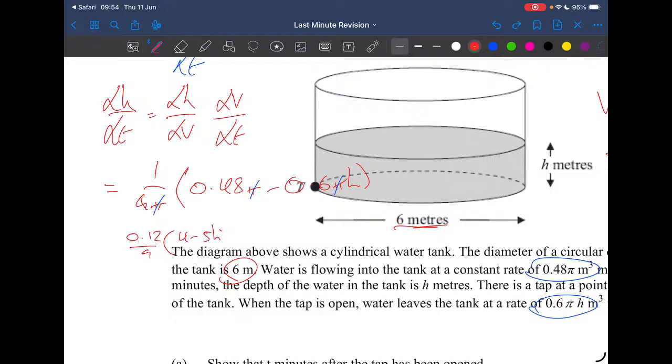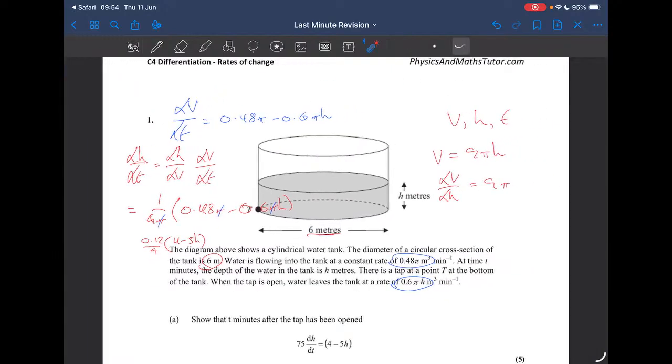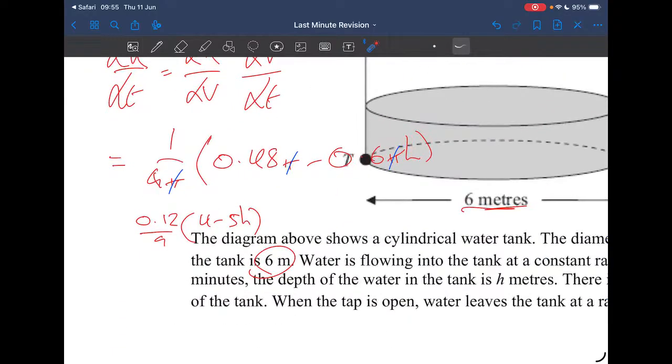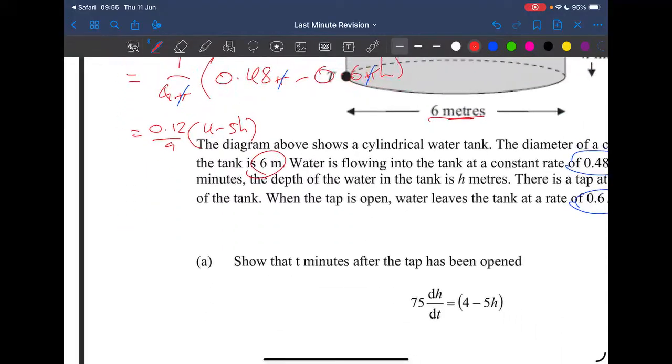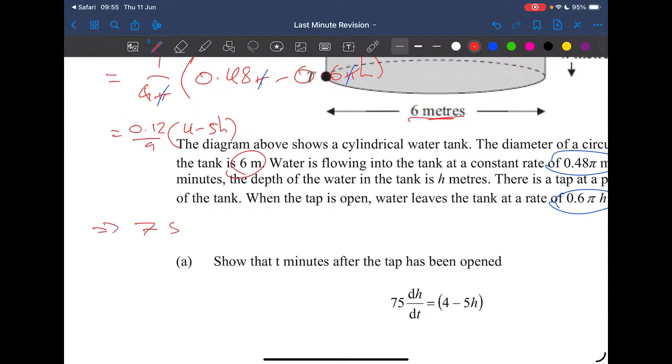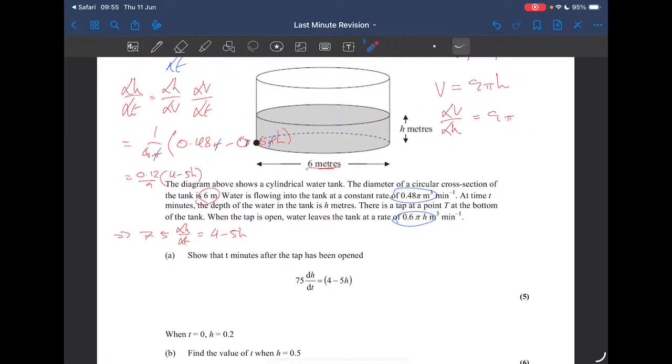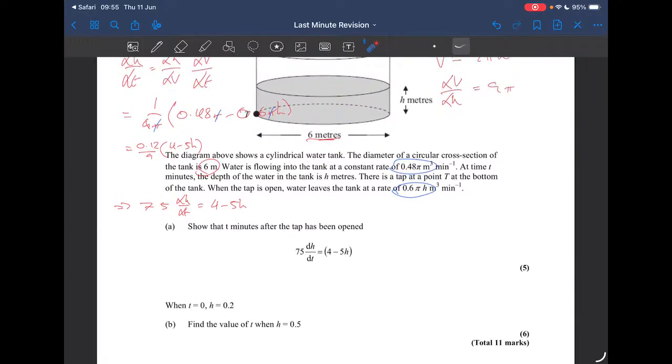So by factorizing, what you can see is that that bracket's appeared. So if you can factorize, always factorize. And then this number ends up being 1 over 75. So that's equal to that. And therefore we're done. We times by 75, and you get 75 dh dt is equal to the 4 minus 5h. Lovely jubbly. Yeah, lovely. So now then, we have some equation.